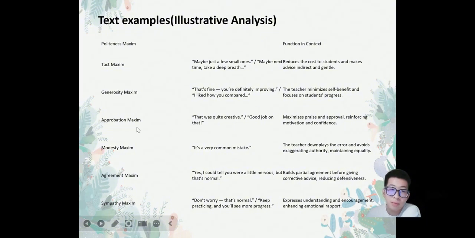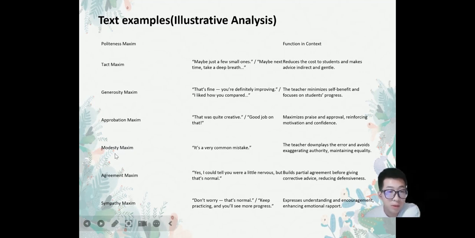The third one is the approbation maxim. The sentence is "That was quite creative, and a good job on that." We can say it's praise to students. So the teacher maximizes praise and approval, reinforcing motivation and confidence. The teacher uses praise and good words to encourage students and to boost their confidence to do better next time.